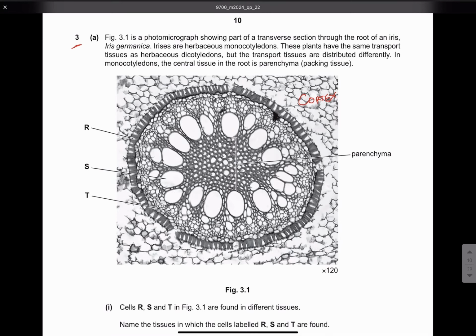Let's discuss question number 3, part A. Figure 3.1 is a photomicrograph showing part of a transverse section through the root of an iris, Iris germanica. Irises are herbaceous monocotyledons. These plants have the same transport tissues as the herbaceous dicotyledons, but the transport tissues are distributed differently. In monocotyledons, the central tissue in the root is parenchyma or packing tissue.